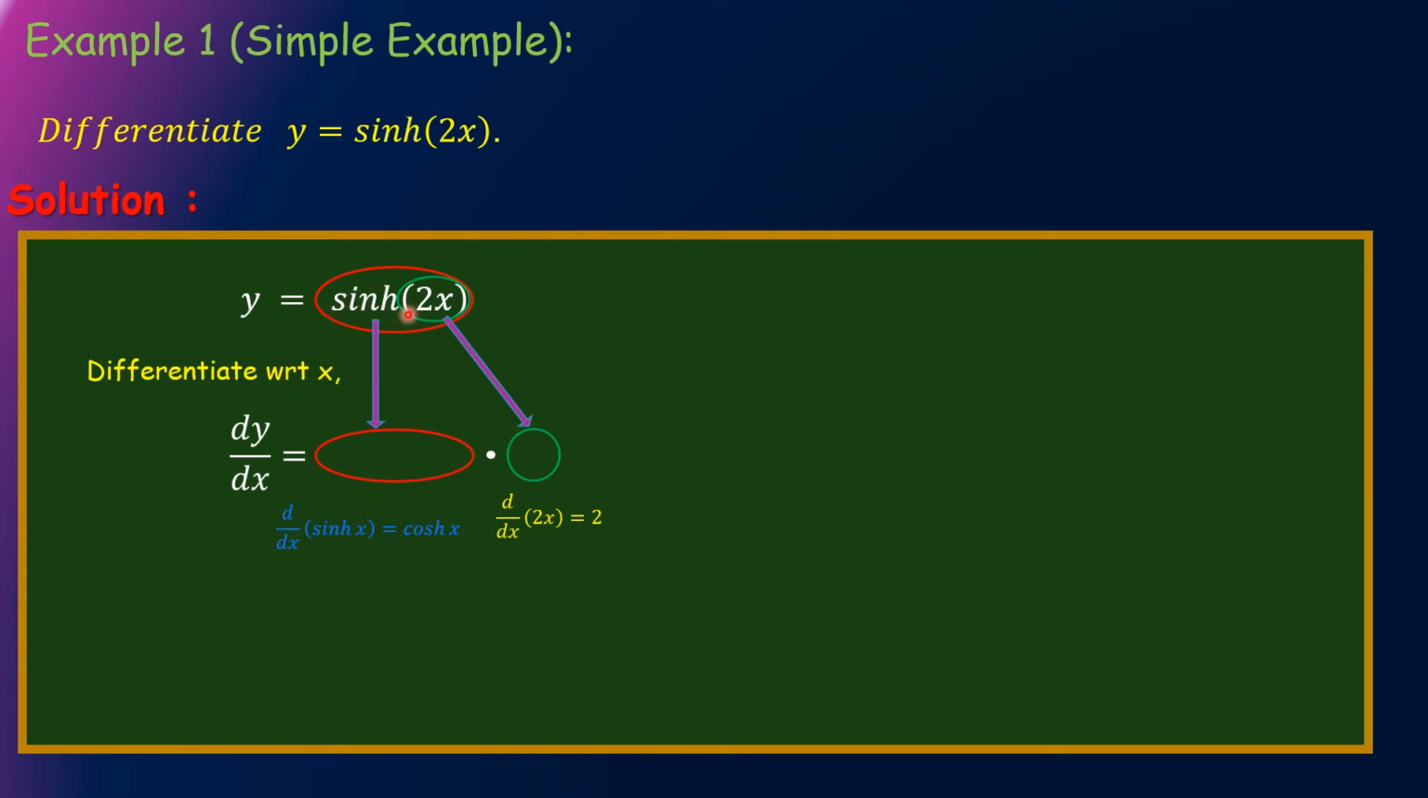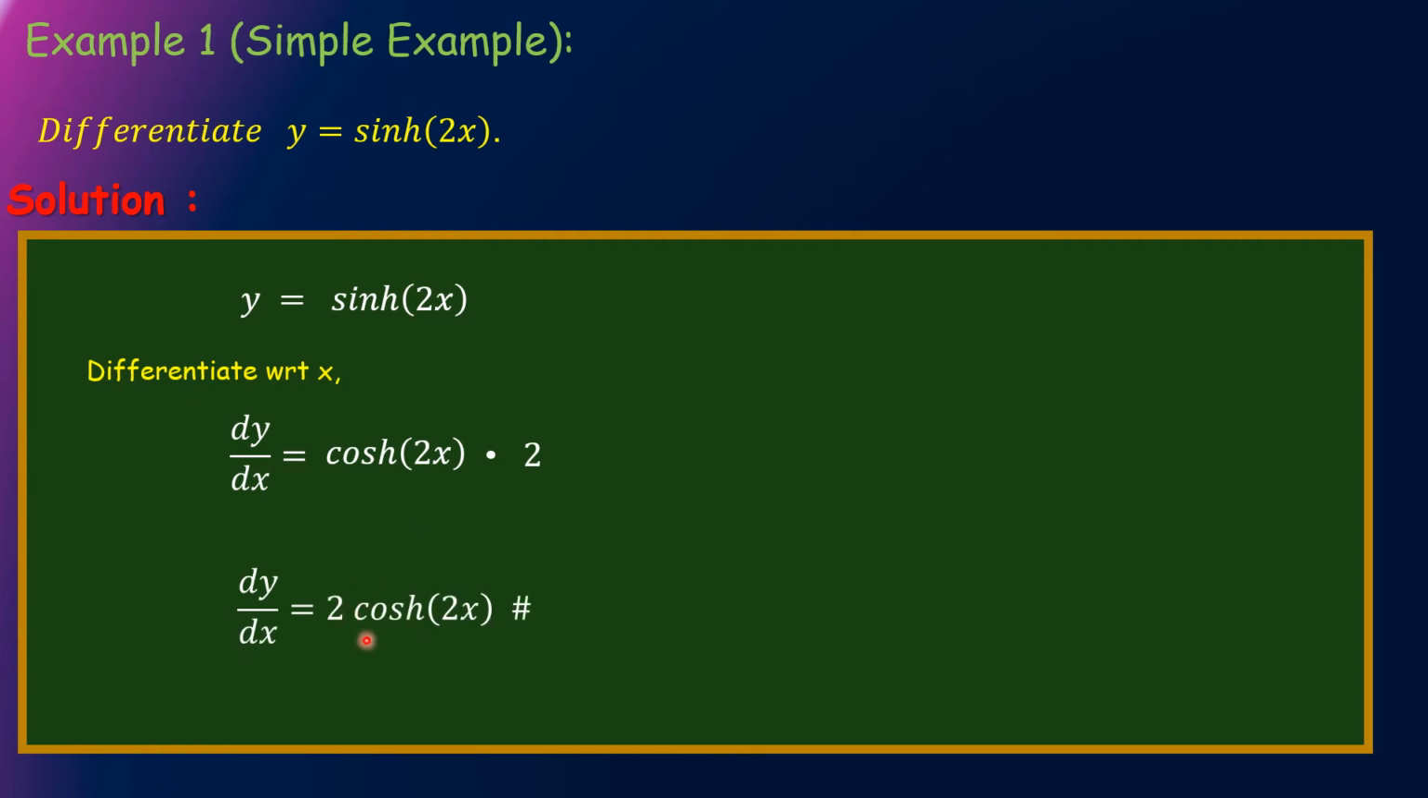Okay, when we differentiate sin x, the answer is cos x. So when we differentiate sin 2x, the answer should be cos 2x. And then when we differentiate 2x, the answer is 2. After we differentiate, we need to simplify. What we do is just bring 2 to the front. Okay, got it?